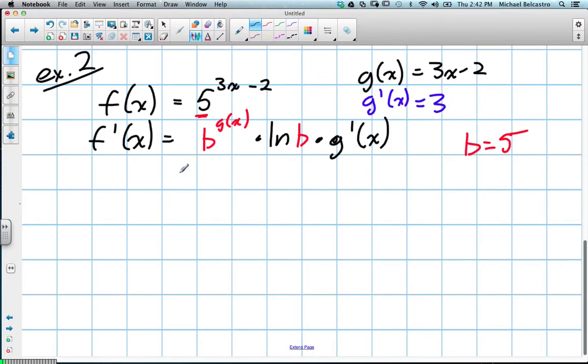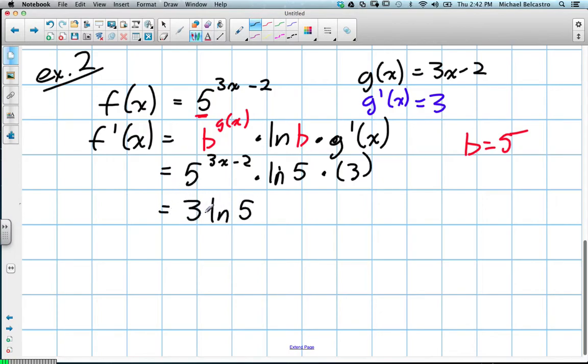So let's plug our values in now. Our original, which is 5 to the power of 3x minus 2, multiplied by ln 5. And our derivative, which we worked out on the side, was 3. Okay? So when we write this, we might write it as 3 ln 5. So it's 3 times ln 5 multiplied by 5 to the power of 3x minus 2. And there's the derivative of our second function.